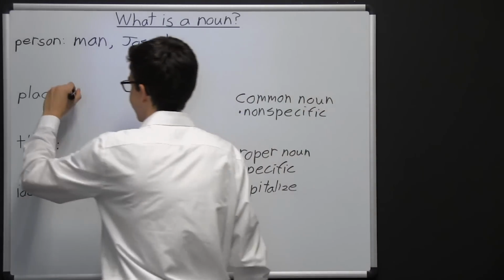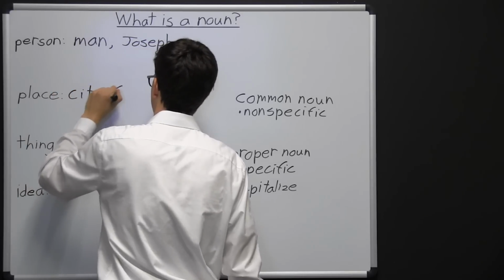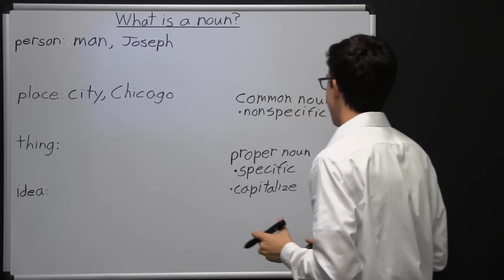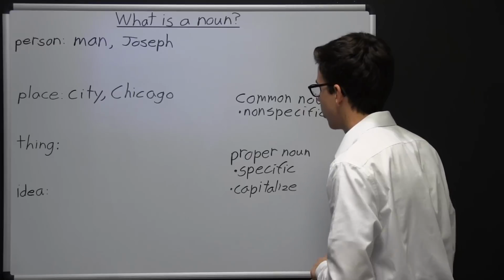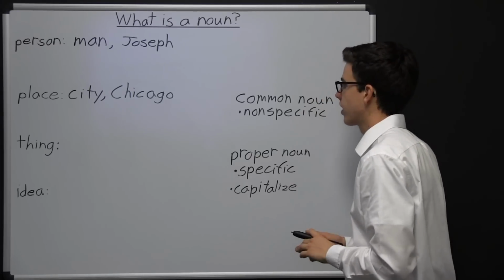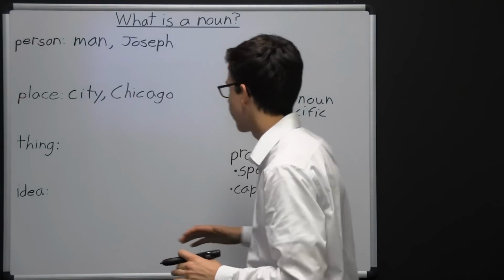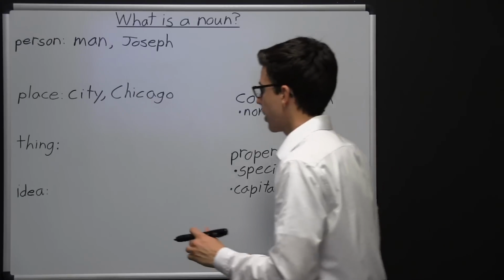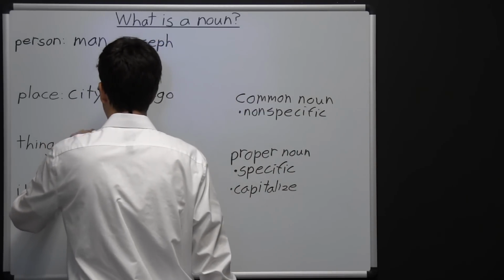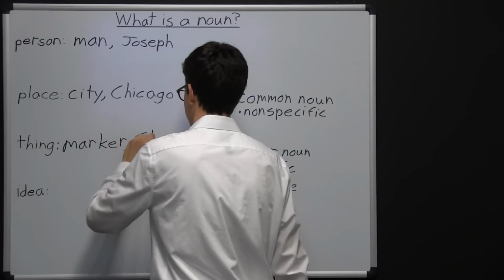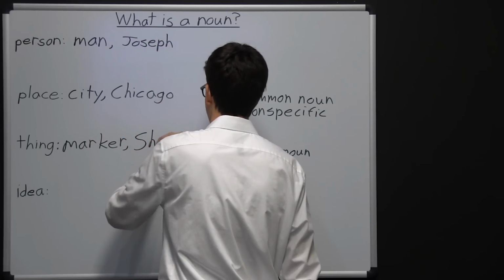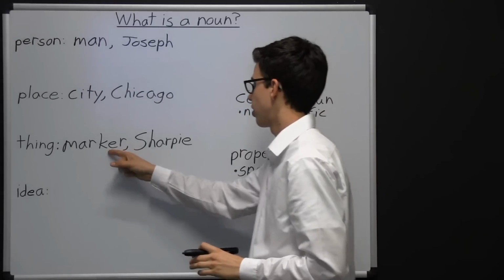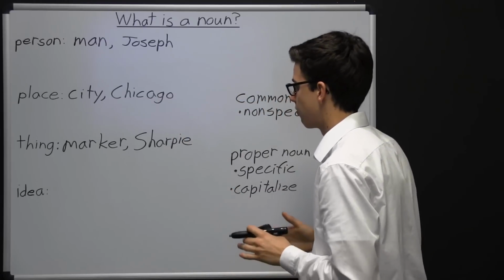For place, we could put city or Chicago. So city is a common noun. It's non-specific, and Chicago is a proper noun. It's specific. Notice that city really is a category, and that's what you'll find. Many times common nouns are categories. For thing, we could put marker, and we could also put Sharpie. So marker is the common noun here. It's non-specific. Then Sharpie is the proper noun. It's specific. Not all markers are Sharpie. Sharpie refers to a specific type of marker.